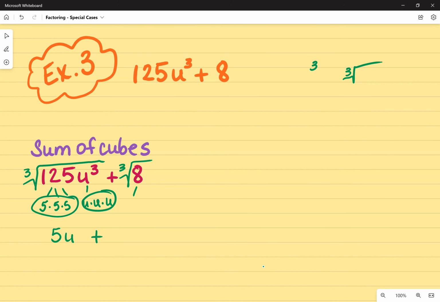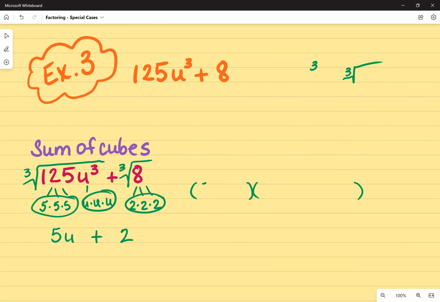And now the same thing, I could go to my calculator and do cube root of 8, or ask myself what number times itself 3 times is 8. So 2 times 2 is 4, 4 times 2 is 8. 3 times means it comes out 1 time. So with the sum of cubes, this is your first binomial. It's going to be in the form of binomial times trinomial.